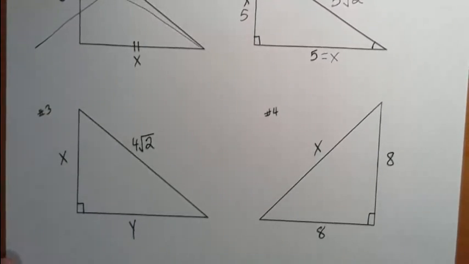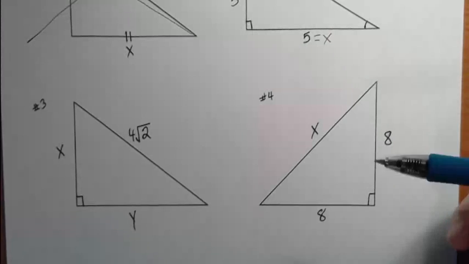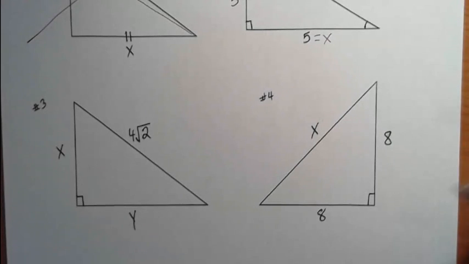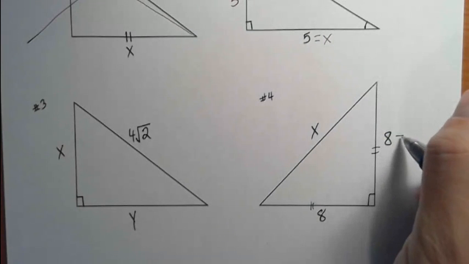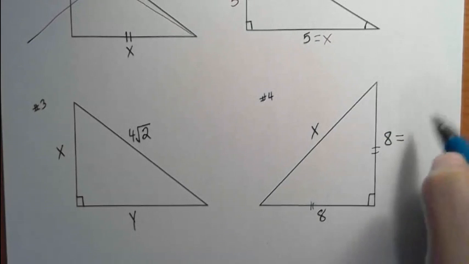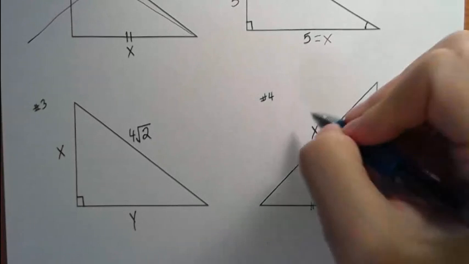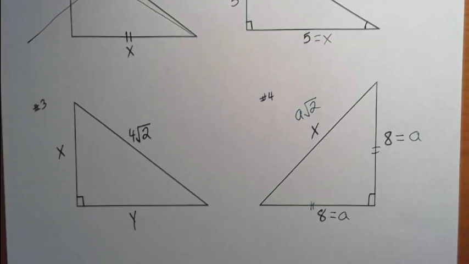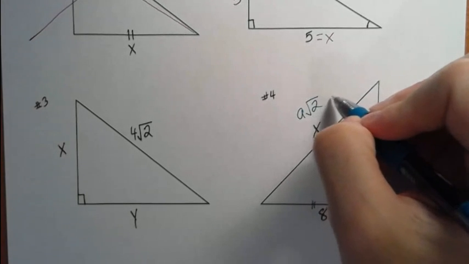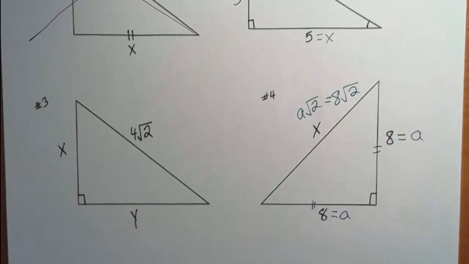Moving to numbers 3 and 4, this is the same idea. For number 4, for instance, we know we have 8 and 8, so we have 2 sides that are the same. Those are both supposed to be just a, if you want to use different letters, since we already have x in this problem. This is supposed to be a root 2. If 8 is a, then a root 2 would have to make this hypotenuse side 8 root 2.